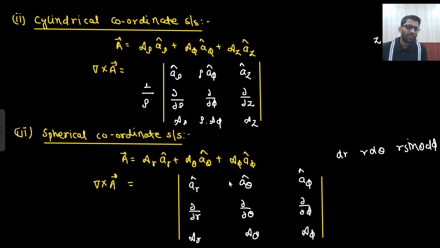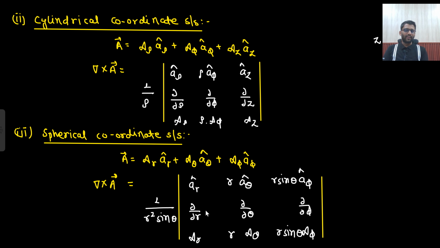So this will never come alone, r. If r is here, r will come here. A phi will never come alone, r sin phi. Sorry, r sin theta, and here also r sin theta. So r sin theta a phi, r sin theta a phi. So 1 by r into r sin theta, so r square sin theta. That would be the answer.